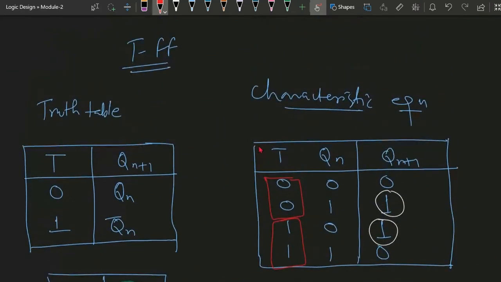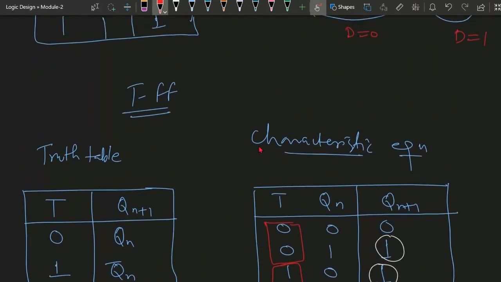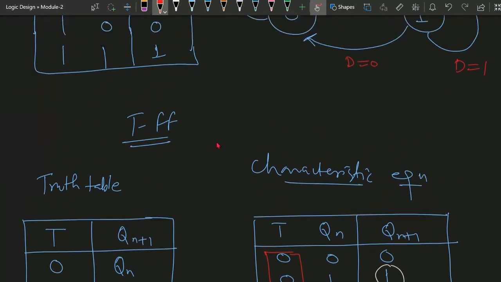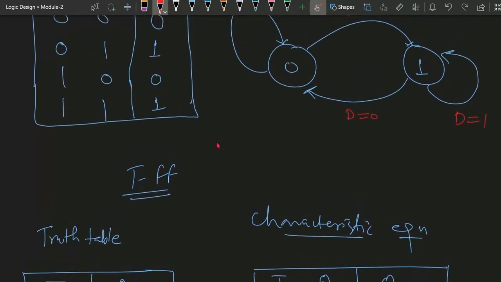This is the basic idea about the different flip-flops and their characteristic table and the excitation table.